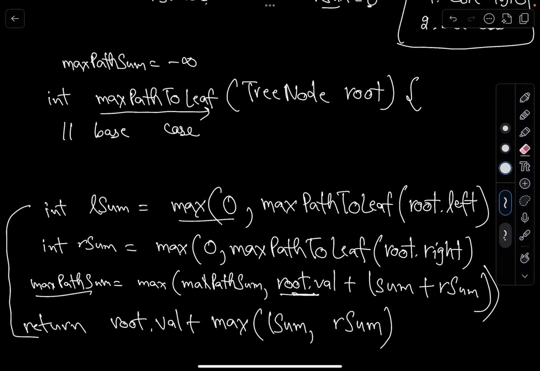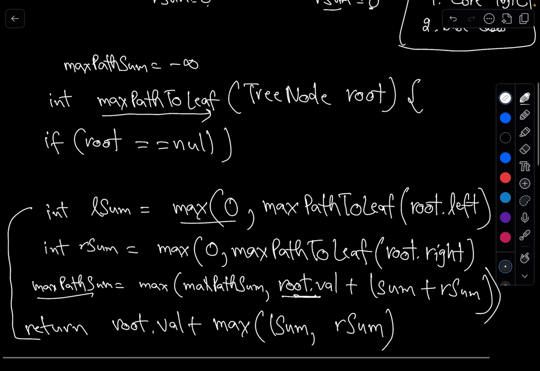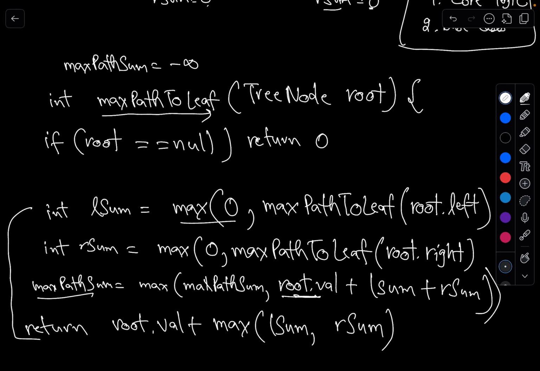Now let's write the base case here. What will be the base case? If you notice in my function call here, there could be a case when this root is null. So that will be part of our base case. What happens if our root is null? What will be the maximum path to leaf if our tree is empty? It's easy. It will be 0, right? If the tree is empty, the max path would be 0. So we just return the 0. That will be the base case.